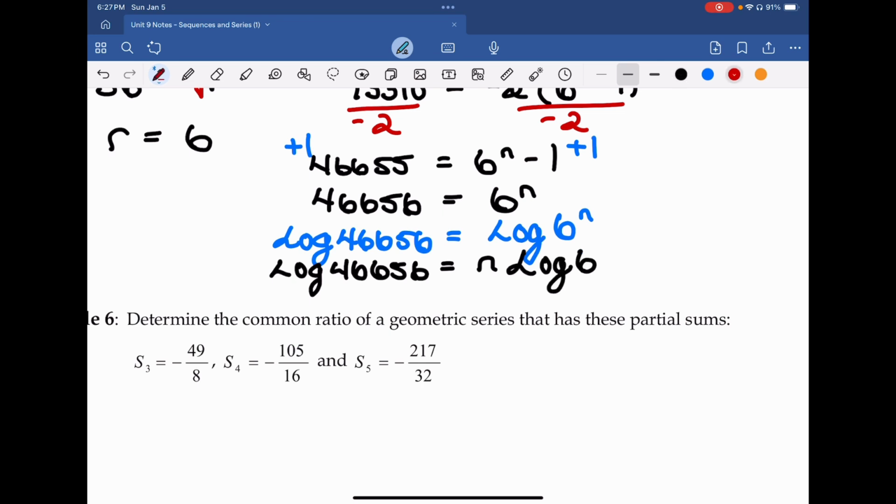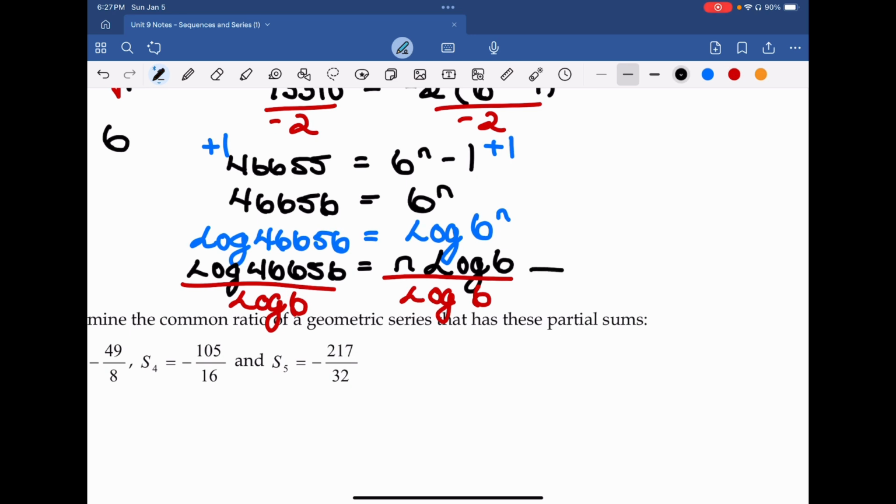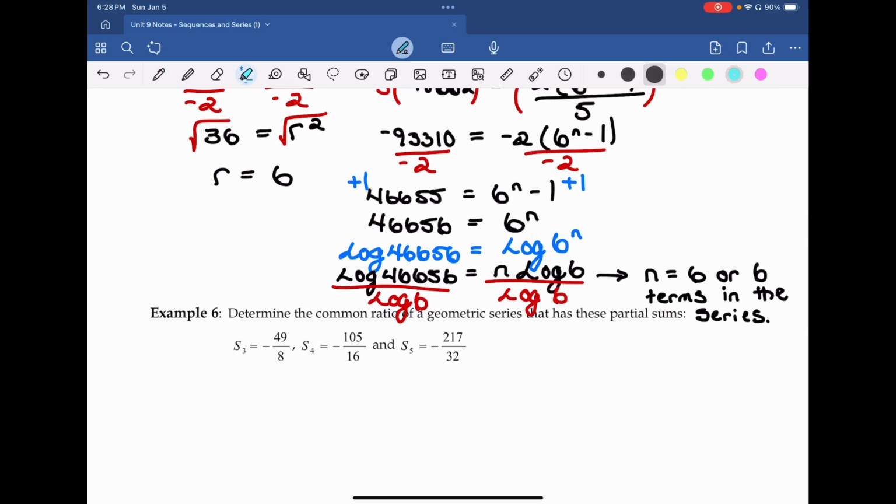When I write it like this, now I can divide both sides by log 6 in order to isolate for the given n value. So when we do this in our calculator, log 46,656 divided by log 6, you can use your log key directly on the main menu. This is going to give us that the n value is 6, or that there are 6 terms in the series. So if you add up the first 6 terms, that will give you your value. You can highlight that, and perfect. Our solution is all good to go here.